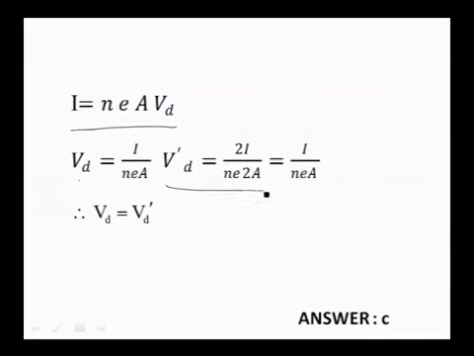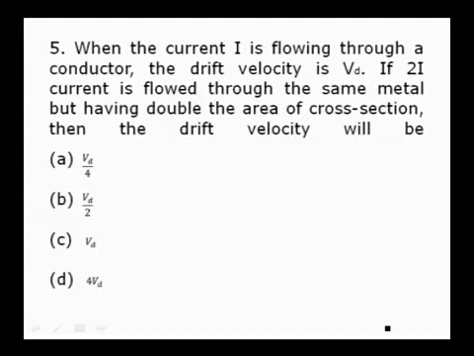After the change in area and current, the drift velocity is Vd dash, which is equal to: the current is double, 2I, the area is double, 2A. These twos cancel, the remaining is I divided by nAe. Before that, the drift velocity is I divided by nAe, and after the expansion and increasing the current, it is I divided by neA. So Vd and Vd dash are the same, therefore Vd is equal to Vd dash. The correct option is C, therefore, no change in the drift velocity. This is the correct option.